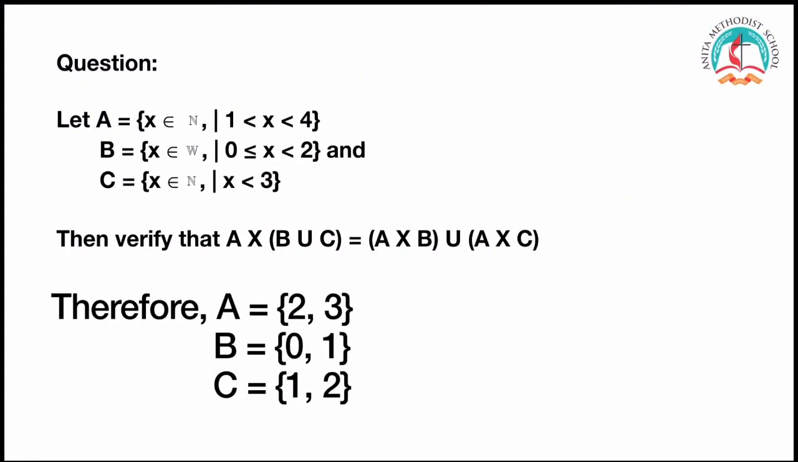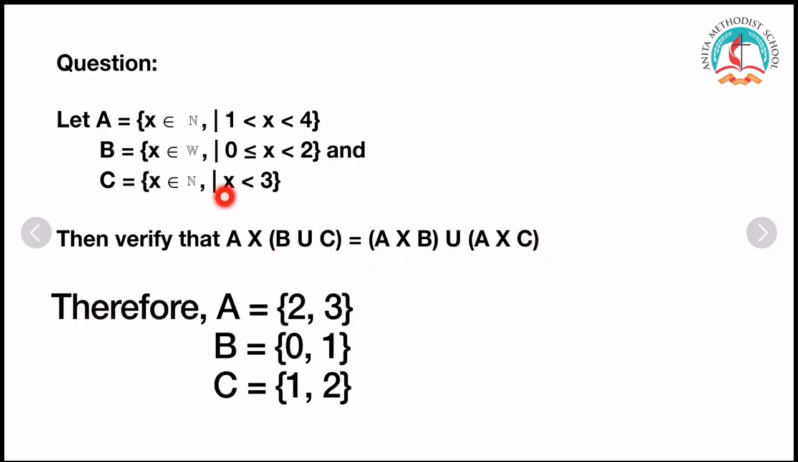See this question. Let A equal {x belongs to N, 1 less than x less than 4}, where N means natural numbers. B equal {x belongs to whole numbers, 0 less than or equal to x less than 2}. And C equal {x belongs to N, x less than 3}. Then verify that A cross (B union C) equals (A cross B) union (A cross C).